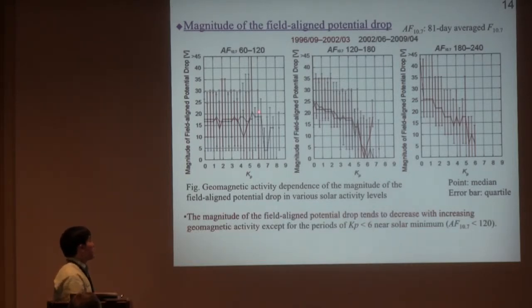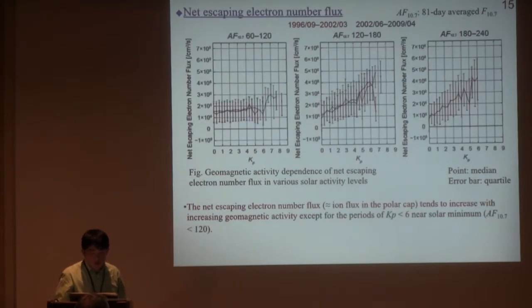Next, we focus on geomagnetic activity dependence. The magnitude of field-aligned potential drop tends to decrease with increasing geomagnetic activity, except for the periods of low Kp near solar minima. Next, this panel shows the relation between net escaping electron number flux and Kp index. The net escaping electron number flux, which indicates ion flux in the polar cap, tends to increase with increasing geomagnetic activity, except for periods of low Kp near solar minima.